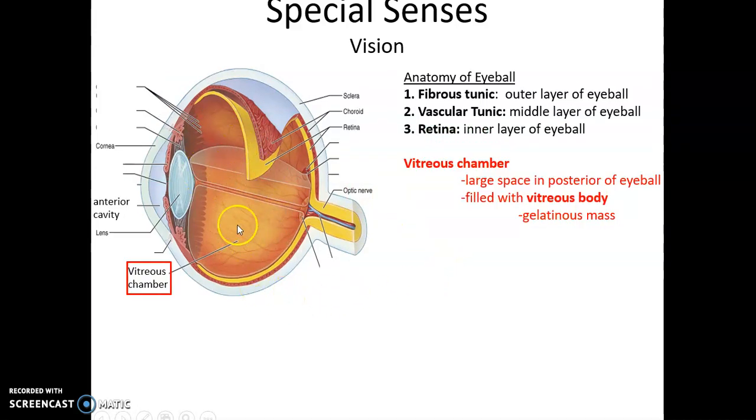The vitreous chamber is the posterior compartment of the eyeball, and it is filled with a gelatinous structure called the vitreous body that helps to hold the retina on the walls of the eyeball and also helps to give the eyeball its overall shape.